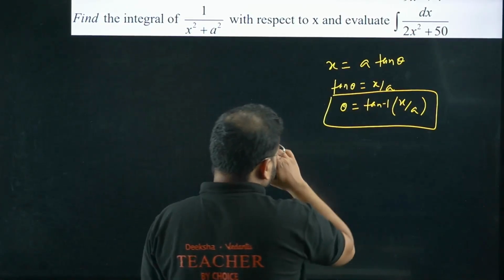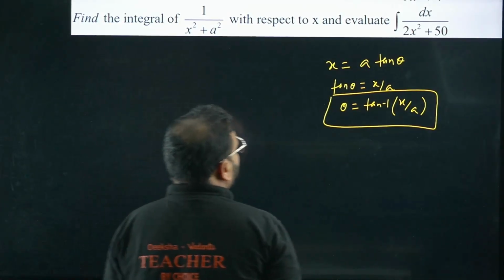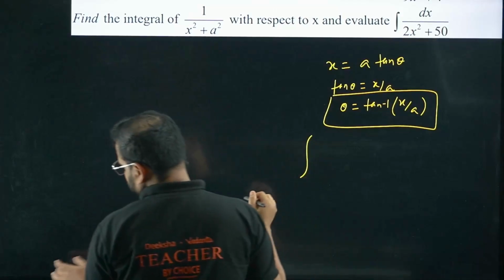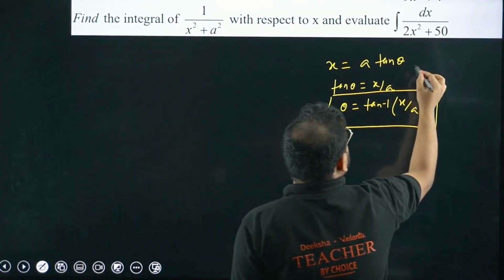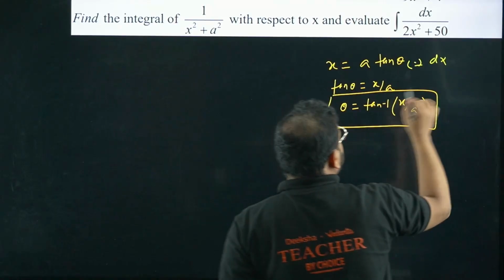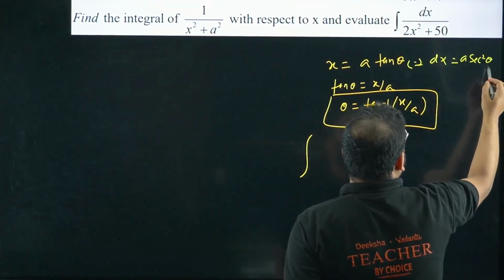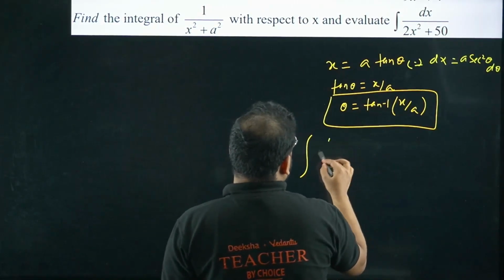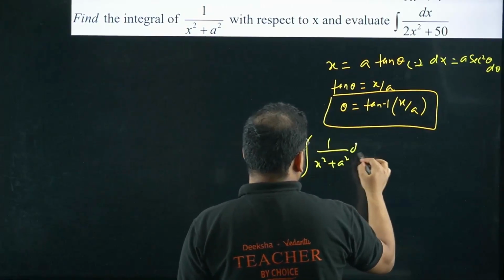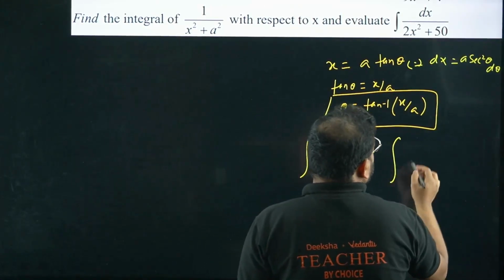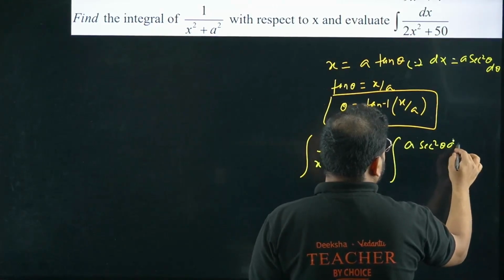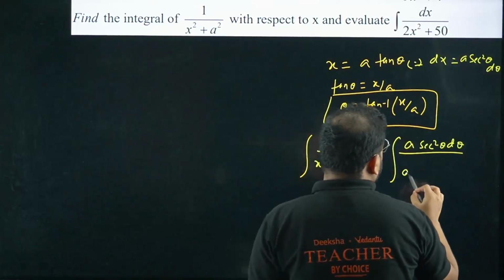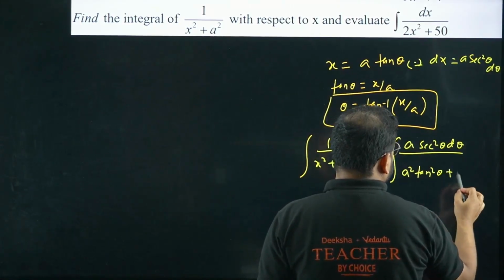So what I get now, have a look. Differentiate this. So I get here dx equals to a sec square theta d theta, right? So I'm getting this. Have a look. 1 upon x square plus a square dx equals to integration of a sec square theta d theta divided by, what I get? A square tan square theta plus a square, right?